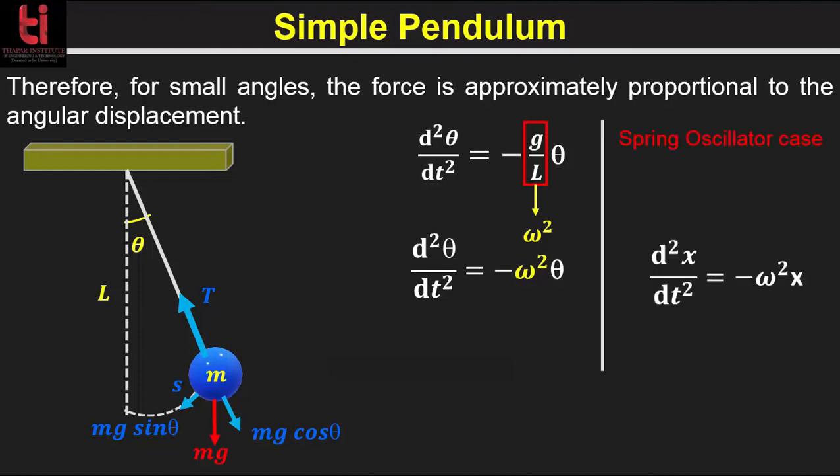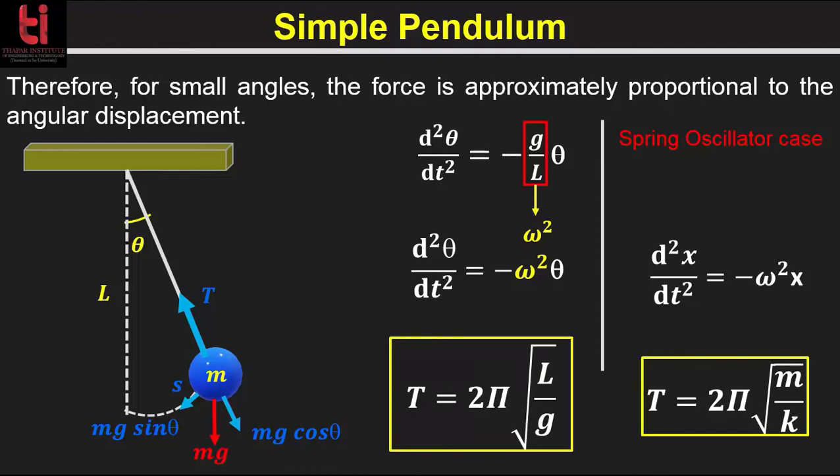So now, if you remember the equation for the spring oscillator case, it was d2x by dt2 is equal to minus omega square into x. So we can immediately compare these two equations. So now for the simple pendulum case, the time period will be 2 pi divided by omega, and that will be equal to 2 pi into root over L by g, and for the spring oscillator case it was equal to 2 pi into root over m by k.